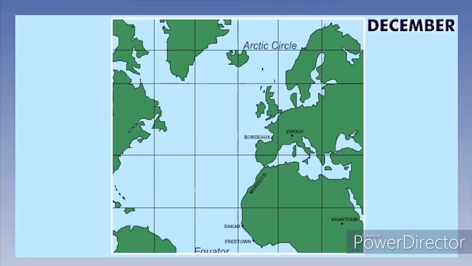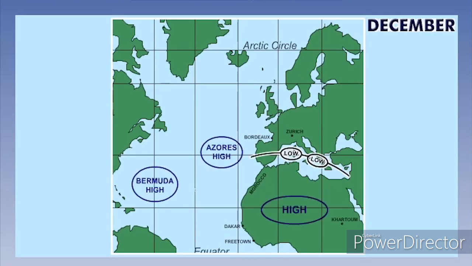The next major area we shall look at is Western Europe and the North Atlantic in December. In other words, in winter. Firstly, we shall examine the major pressure systems in the region and their effects. Notice the subtropical high pressure, the Azores High, is small and rarely affects Europe in the winter months, but is still a dominant feature in the North Atlantic.